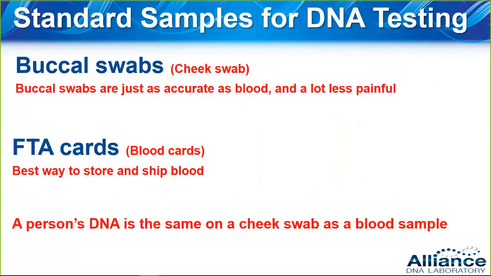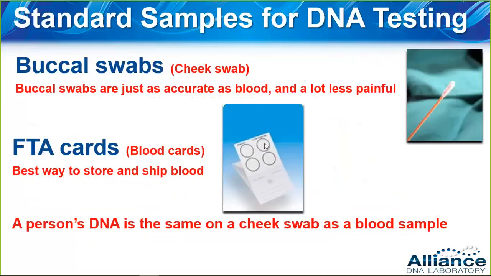Also, a standard sample is an FTA card, which a lot of people call blood cards. This consists of a card that has several circles on it with preservatives in the circles, where when you put a drop of blood in the circle, it preserves it. It's the easiest way to store and ship blood. A person's DNA is the same on a cheek swab as it is in a blood sample, so keep that in mind. You always want to do buccal swabs whenever possible.